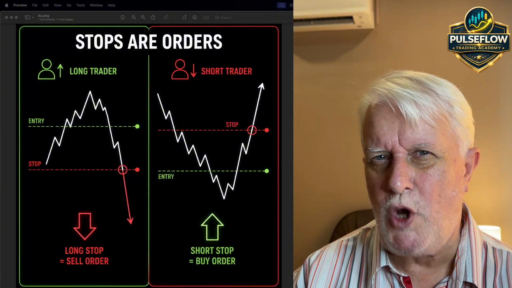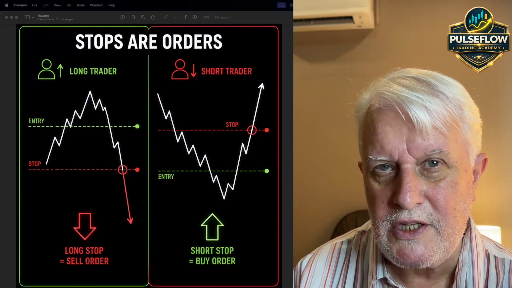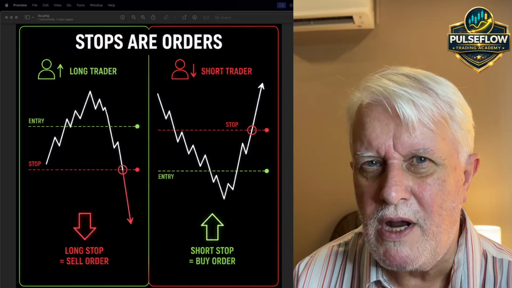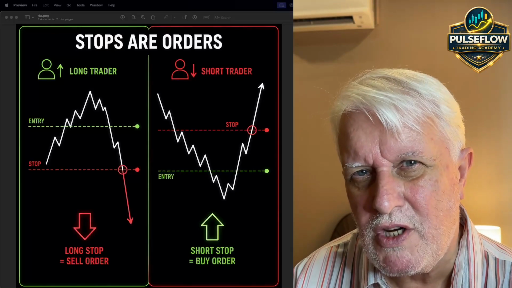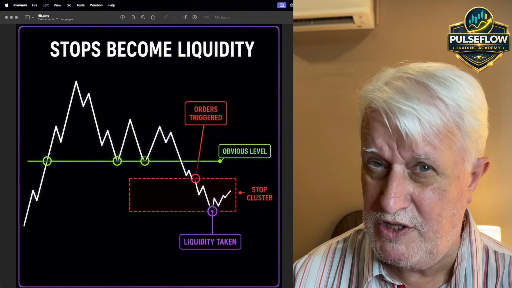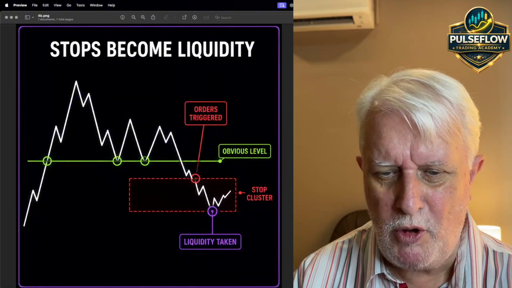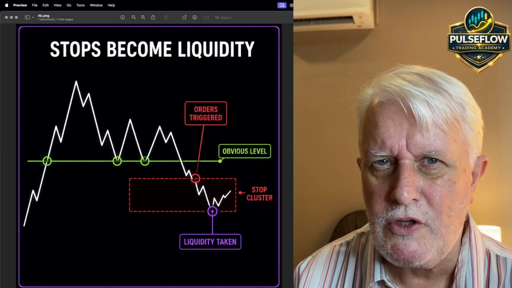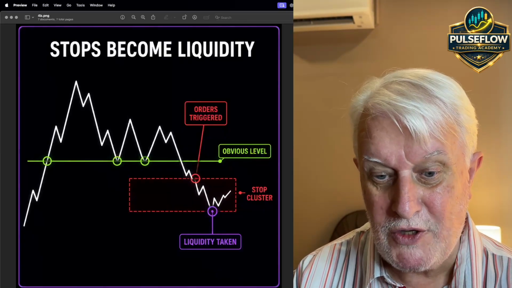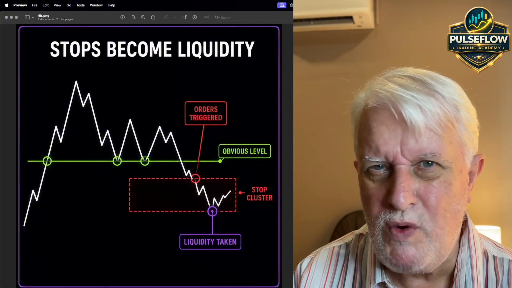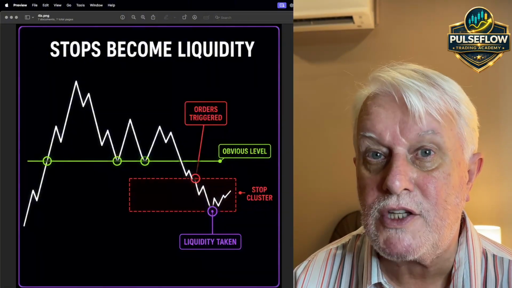Now think about what those stops actually are. They are orders. If a long trader gets stopped out, it creates sell pressure. If a short trader gets stopped out, it creates buy pressure. So the obvious level is not just danger, it is usable liquidity. That is why price can push beyond the level first. Not because support failed, not because resistance broke cleanly, but because there are orders sitting there. Retail thinks the stop is protected, but the market often treats it as fuel.